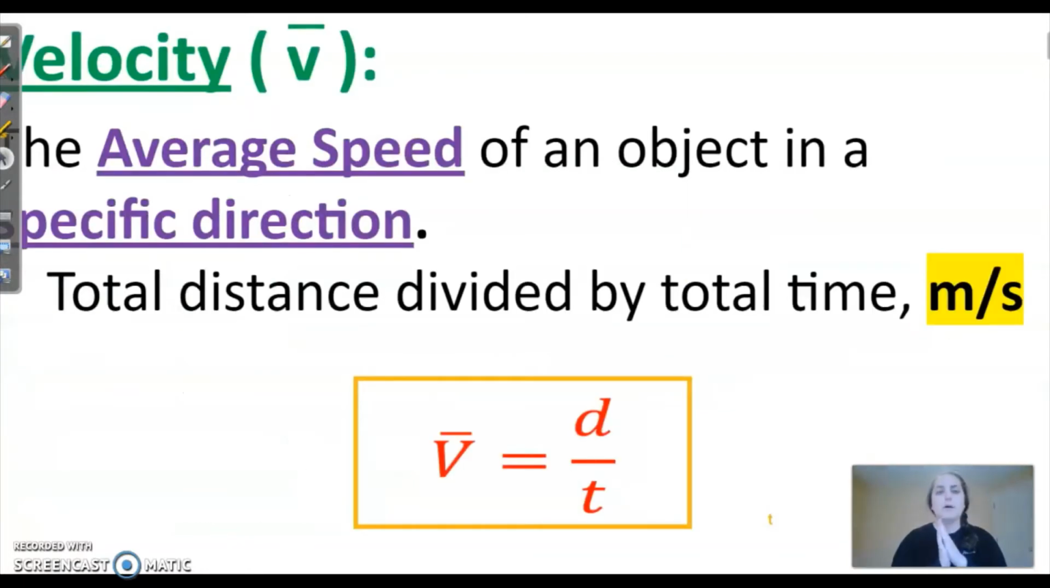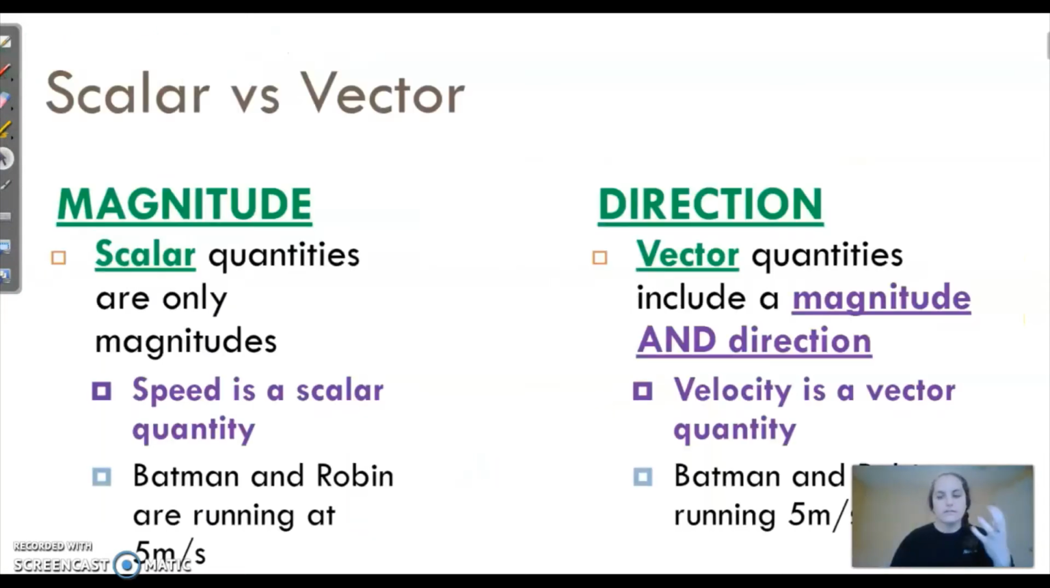So now we can talk about velocity. That would be your average speed of an object in a specific direction. Again, it's still measured in meters per second because it's really a displacement over time or a distance over time. So let's see how they're different.